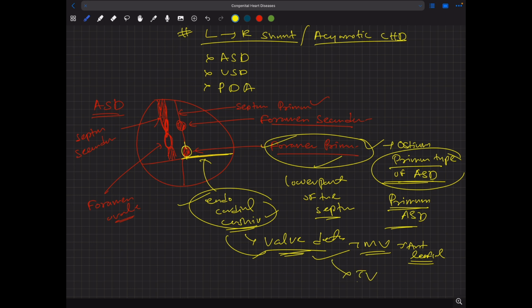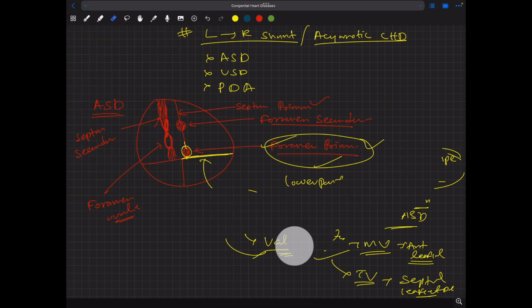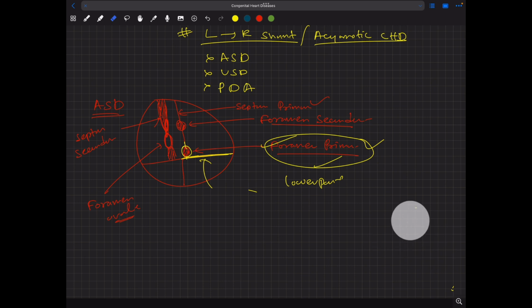In case of tricuspid valve, it is associated with septal leaflet defect. So this is all about primum type of ASD. Now we will discuss other types of ASD.